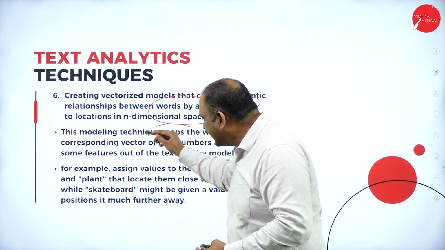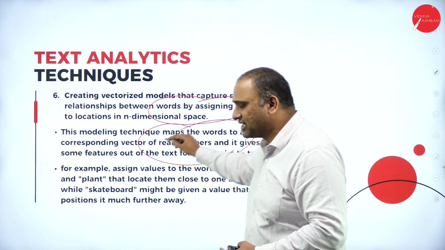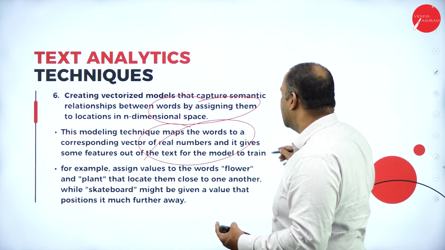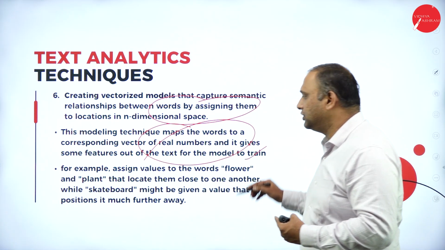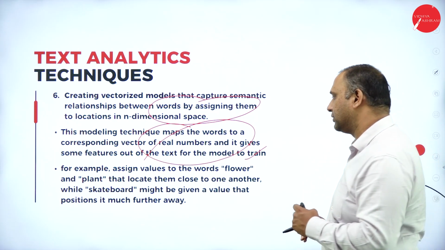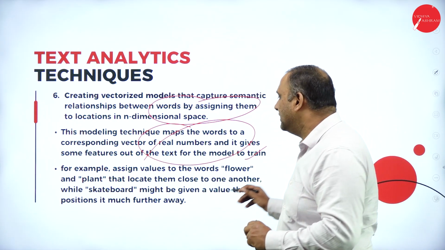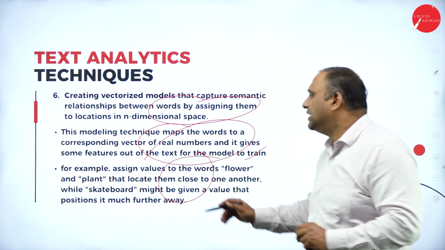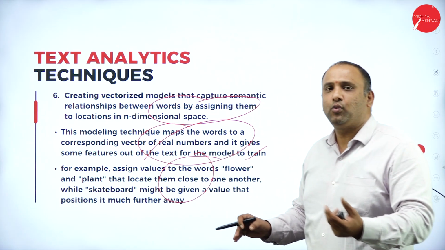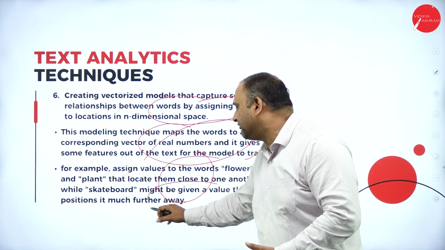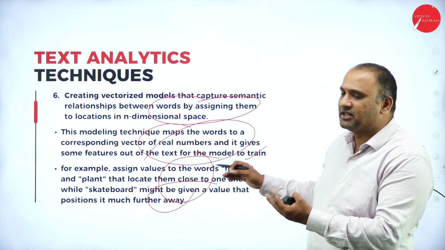The modeling technique maps the words into corresponding vectors of real numbers, and it gives out some features for the text model to train. This is very, very important for us. For example, assign values to words like flower and plant, locate them close to one another, while skateboard might be given a value position that is much farther away.